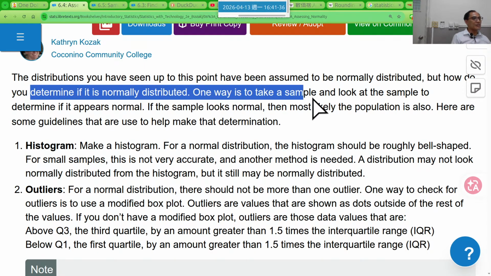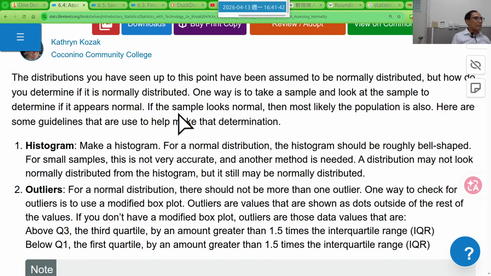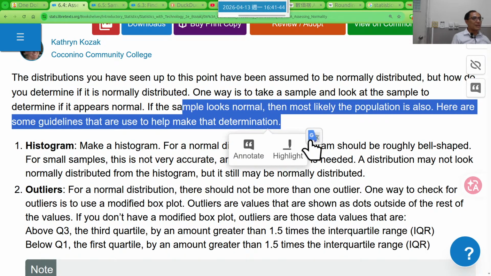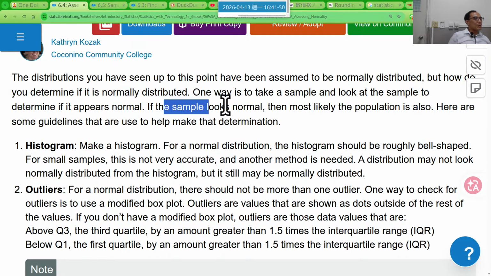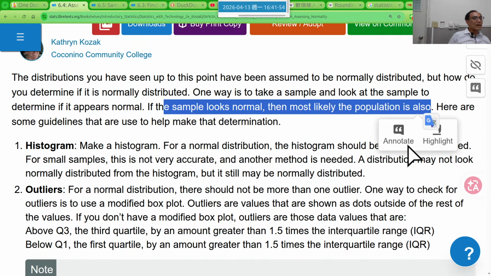One way is taking a sample and looking at it to determine whether it appears normal. If the sample looks normal, then most likely the population is also normal. What does it mean?